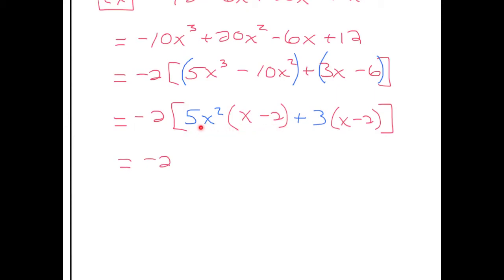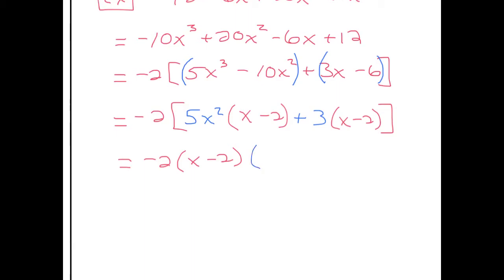This is one term, this is all one term. The factors in this first term are 5, x squared, and x minus 2. The factors in the second term are 3 and an x minus 2. So I'm going to factor out the greatest common factor with those terms. The greatest common factor is an x minus 2. What's remaining is a 5x squared plus a 3.